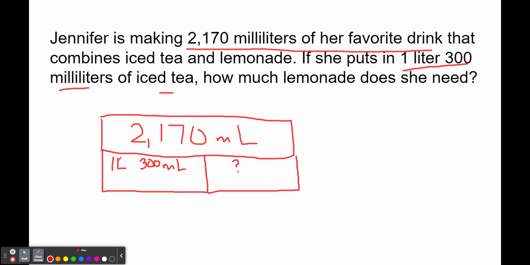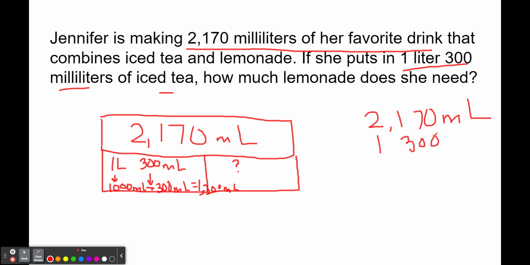So I'm going to change my liters over to milliliters. So this is going to equal 1,000 milliliters. So then if we combine that with 300 milliliters, that is going to give me 1,300 milliliters. So now I can subtract 2,170 milliliters minus 1,300 milliliters.